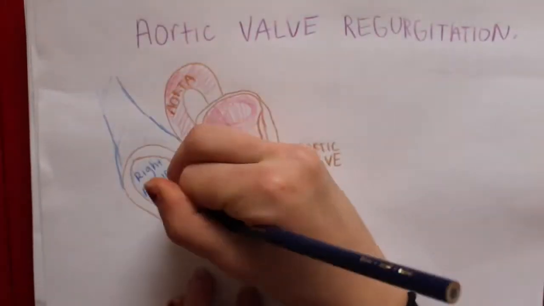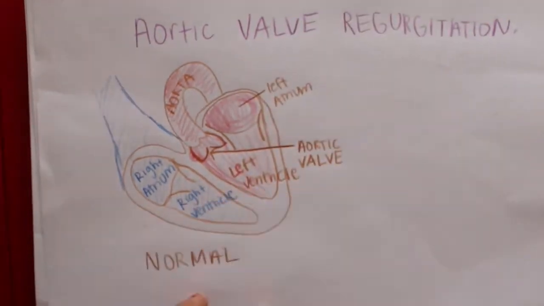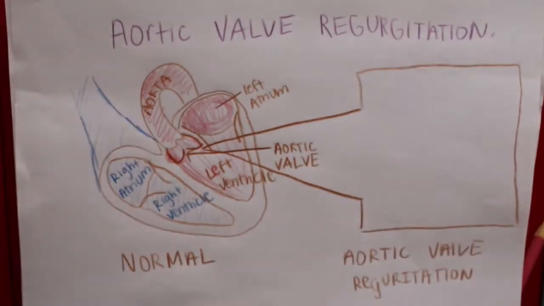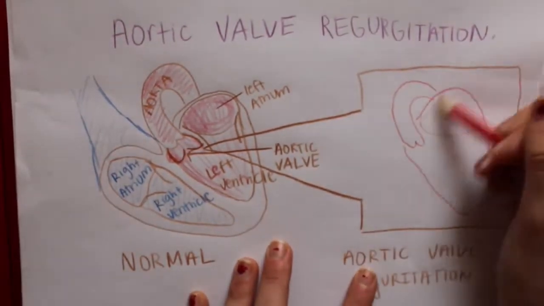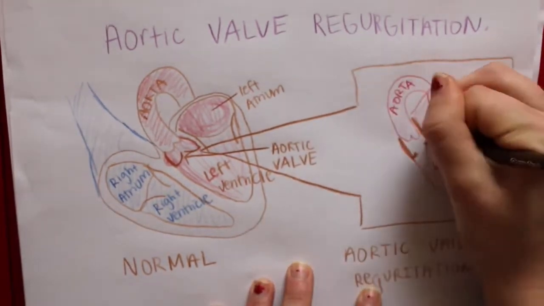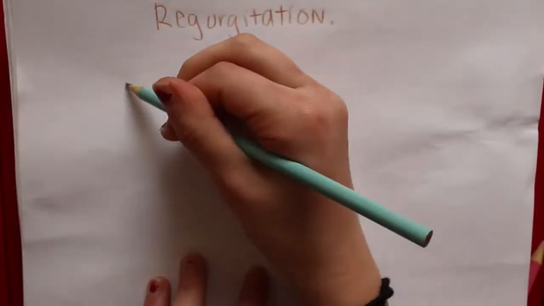As you can see here, I drew the aortic valve, the aorta, and other basic parts of the heart, and this is what a normal heart should look like, while those with aortic valve regurgitation will have leakiness in the aortic valve. And here I'm drawing the aorta again and the left side of the heart, and here the valve does not close all the way, causing blood to leak back toward the heart.